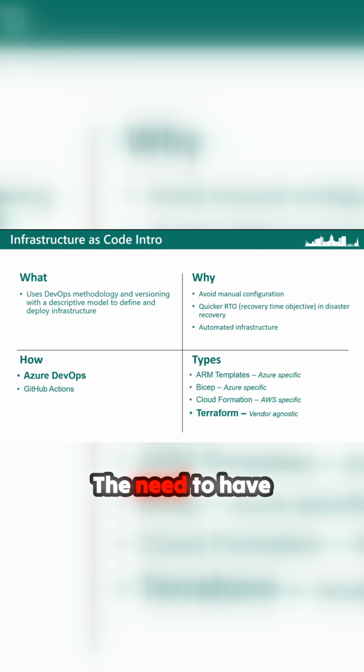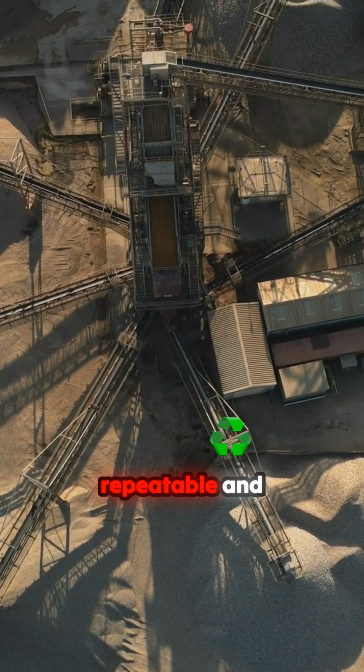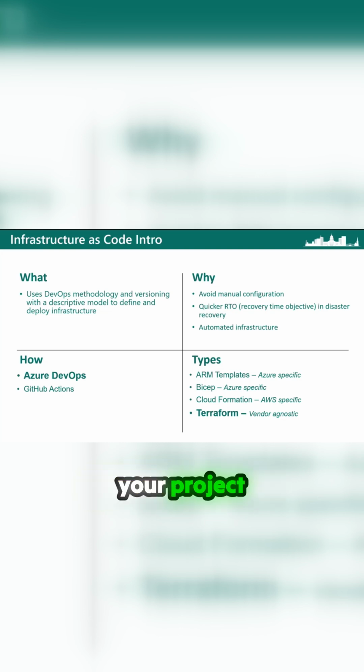The need to continue to click the same options in the Azure portal or within Microsoft Fabric to configure your workspaces, to configure your lake houses, warehouses, pipelines, etc. Infrastructure as code gives you a way to automate that and make that as repeatable and consistent across your project implementations or within your Fabric configuration within your organization.